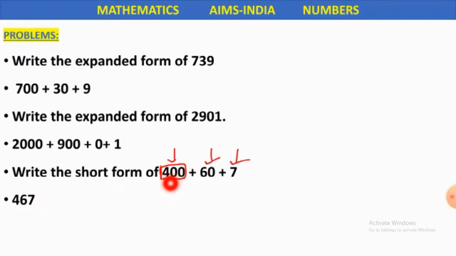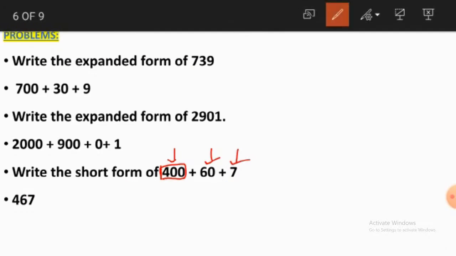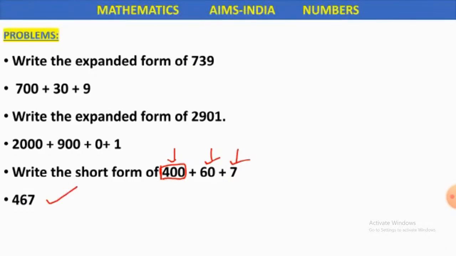In the question 4 is in hundreds place, and in the answer as well 4 is in hundreds place. 6 is in tens place, and 6 is in tens place here as well. 7 is in ones place, 7 is in ones place. So 467 is the right answer. Now the last question for today is write the short form of 100 plus 5. Everybody write the short form of 100 plus 5.